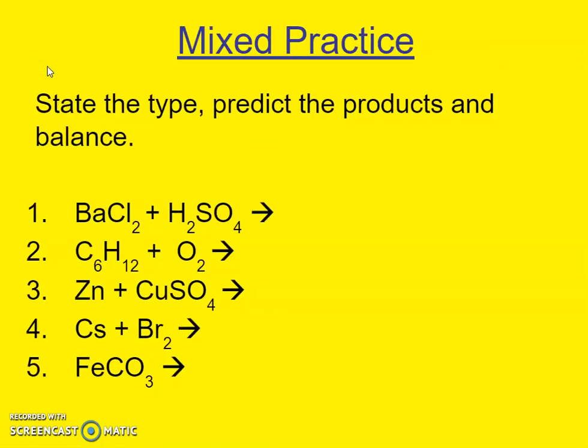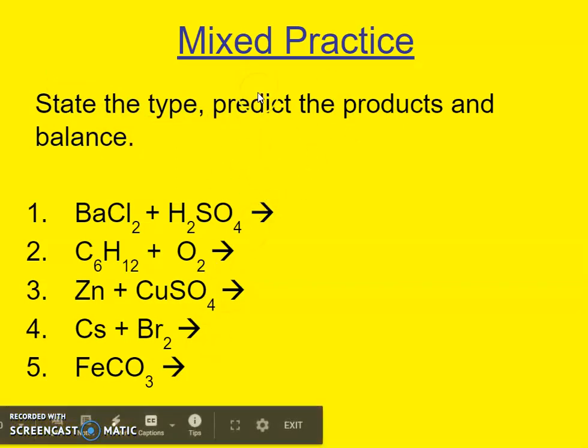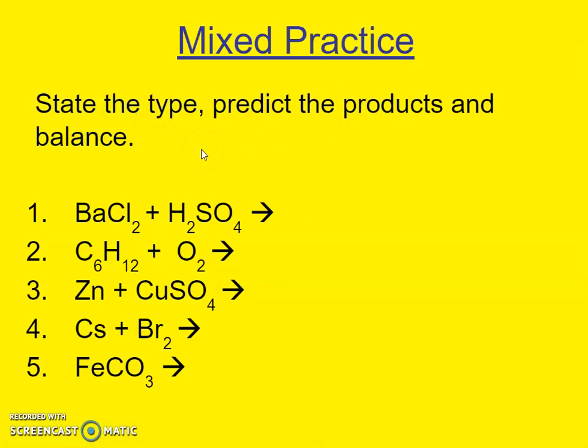All right, and I've got one more piece of the puzzle. Now that we've finished all 5 of the reactions that we're going to do, here's 5 reactions below. I want you to state the type, predict the products, and then balance the equations. If you can do this, then you have mastered the material in Chapter 11.